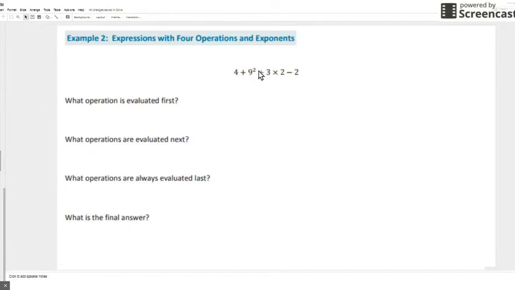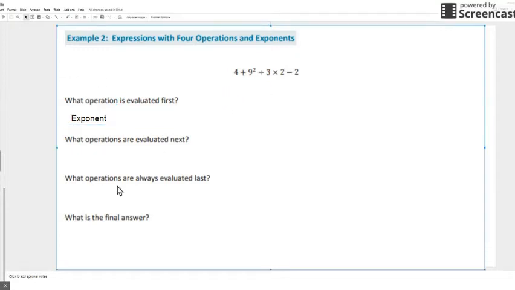Now we have this exponent sitting here. Well, where does that come in order of operation? Well, what operation do we evaluate first? And here we go. This is where we're going to evaluate the exponent first. So the exponent comes before multiplication or division. So I'm going to do the work on the side and then evaluate it over here with the steps like we did before. So the exponent comes first, the 9 to the second power, which of course is 9 times 9, and 9 times 9 is 81.